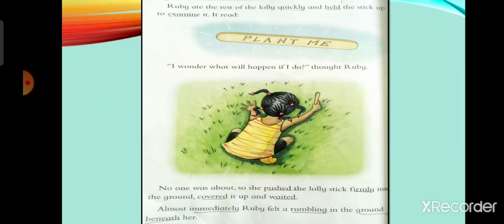Now start reading with me. Ruby ate the rest of the lolly quickly and held the stick up to examine it. It read, "Plant me." I wonder what will happen if I do, thought Ruby.